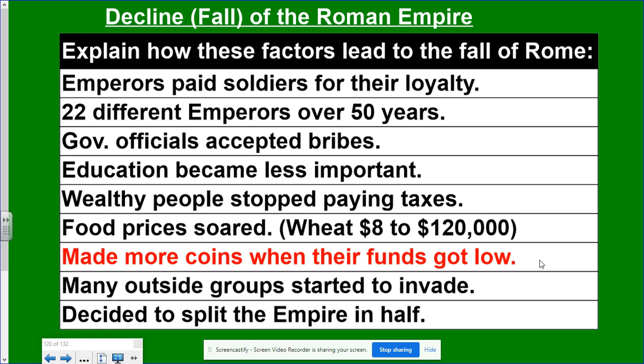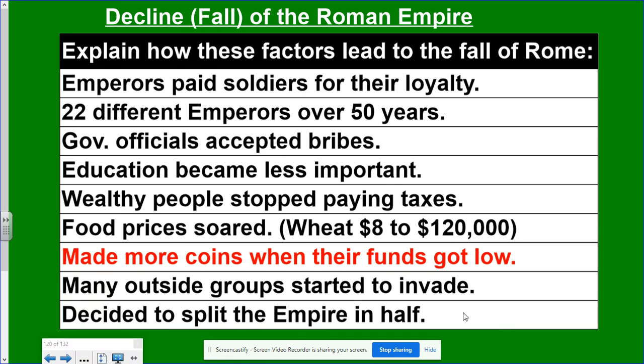Last two here. Many outside groups are going to start to invade the Roman Empire. So again, you tell me why you think this is going to lead to the eventual fall of Rome. That one seems pretty obvious. And this last one here, they decided to split the empire in half. So they had what was known as the eastern and western parts of the Roman Empire, and they figured, if we split the empire in two, then the people on the east can deal with countries on the east, invaders on the east, problems on the east, and the same thing with the west. Any countries over on the west, any enemies on the west, those guys can deal with them.